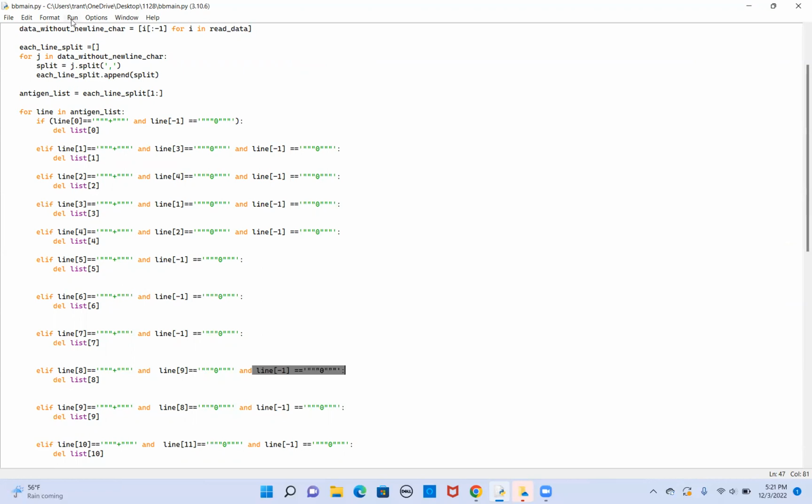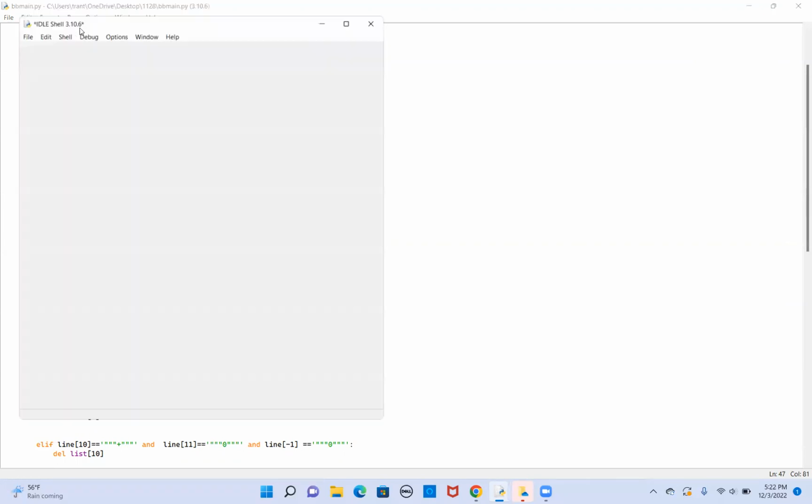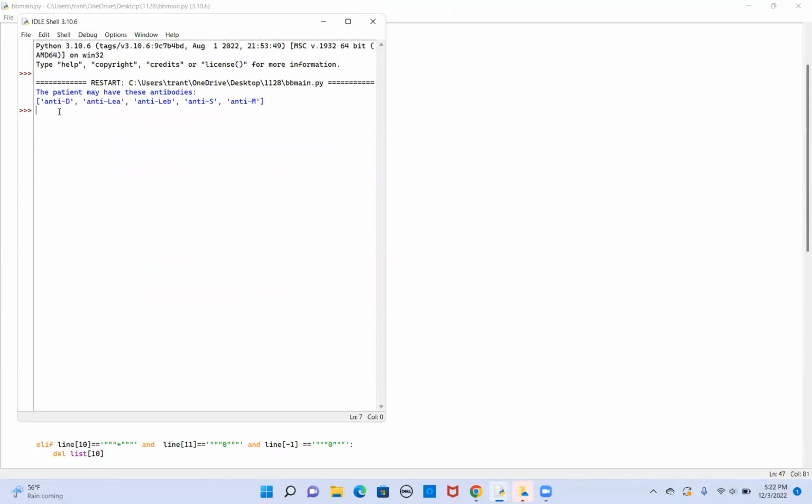So let me try to run this file. So the result is anti-D, anti-Lua, anti-Lub, anti-S, and anti-M. These are the antibodies that the patient may have.